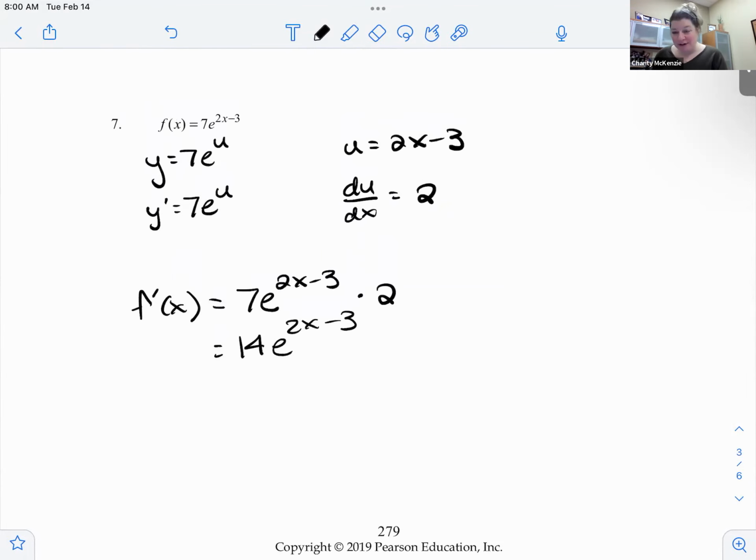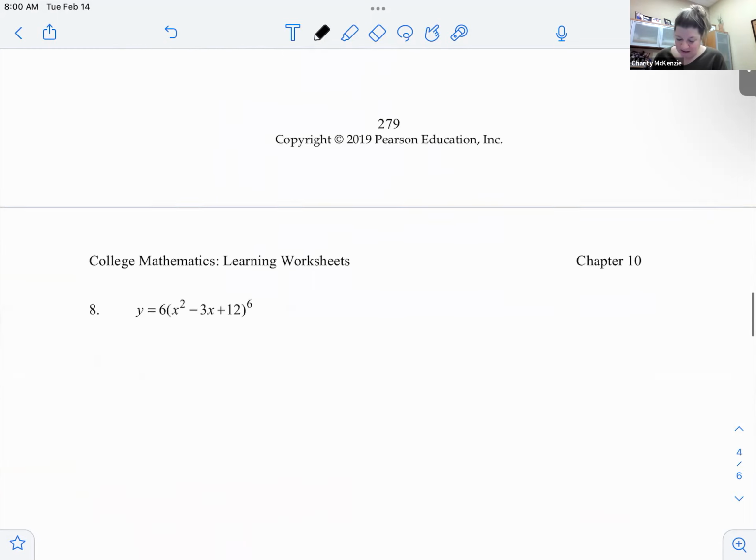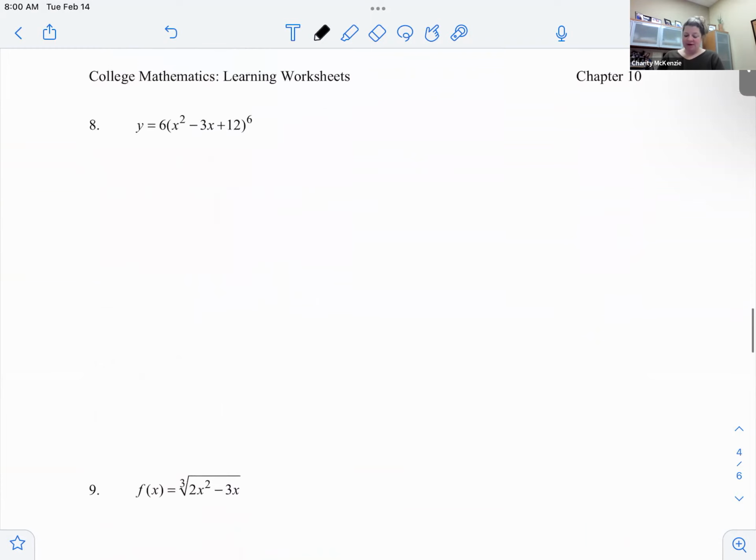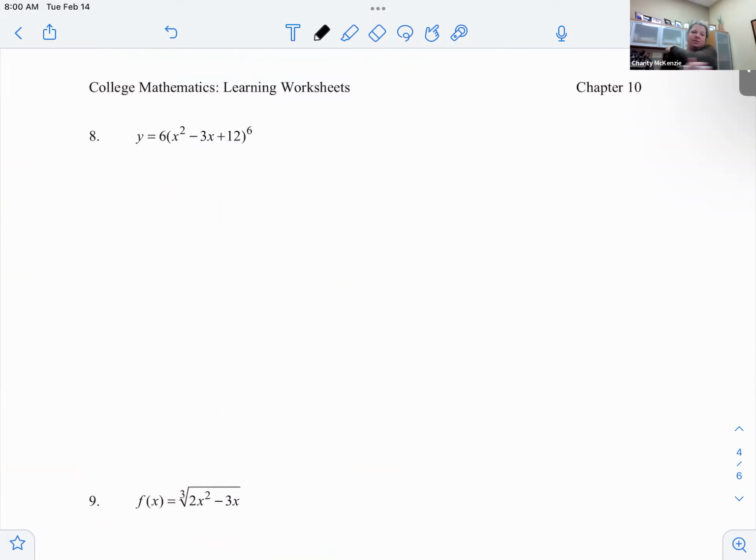So all e functions, you're going to have to do the derivative of the exponent. Okay, this one's another fairly easy one. We can write our u method, kind of up to you. I can look and see 6 times 6 is 36. And keep everything the same, same, same, same, same, same.